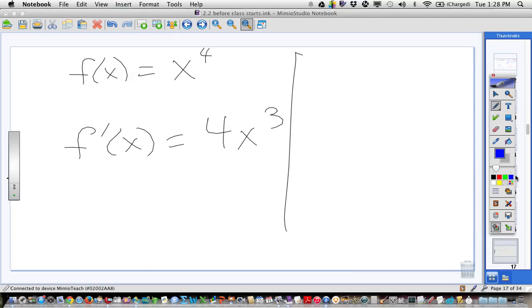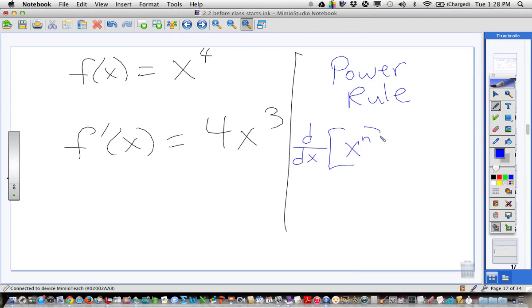The derivative was e to the x. We just learned something called the power rule. Now I'm going to use Leibniz notation for this. The power rule says that if you have x raised to some numeric power n, now this doesn't work for e to the x, it doesn't work for 2 to the x, it works for x in the base raised to a numeric power. That's important that you understand that difference.